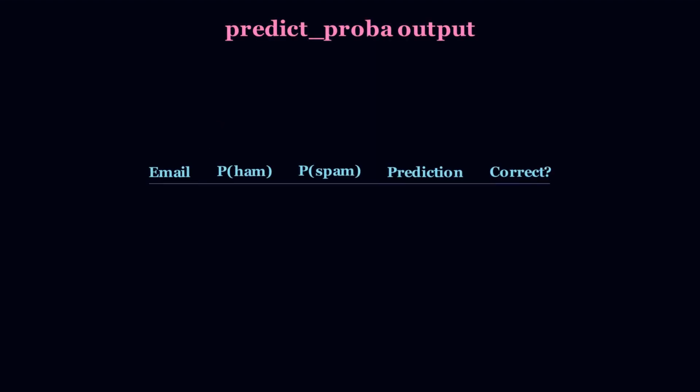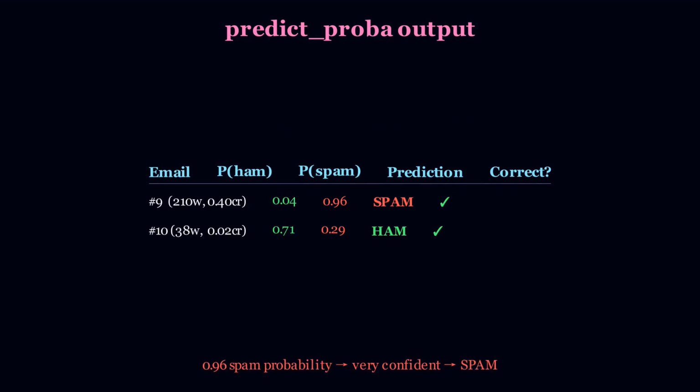Here are the predictions. 2 columns. Probability of ham, probability of spam. Email 9, 0.04 ham, 0.96 spam. The model is very sure. Correct. Email 10, 0.71 ham, 0.29 spam, more uncertain but calls it ham. Also correct. That confidence score is the real output of logistic regression. At threshold 0.5, predict does the final label. But you can change that threshold.